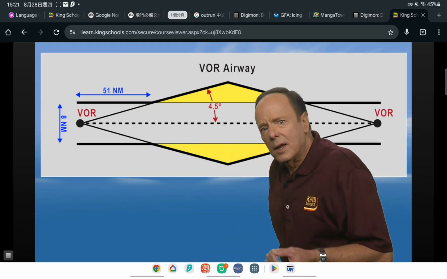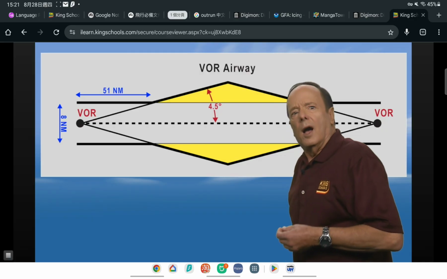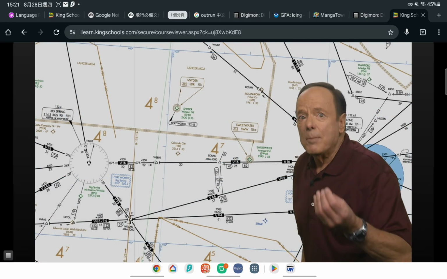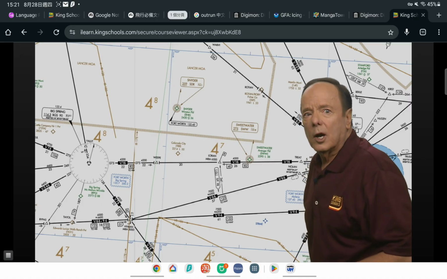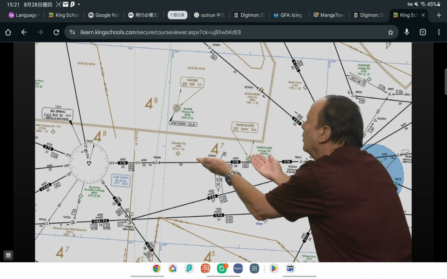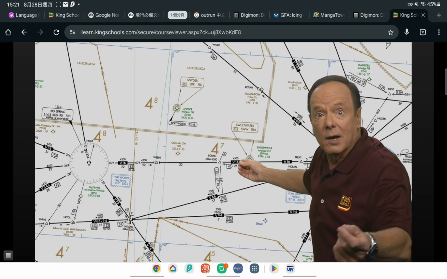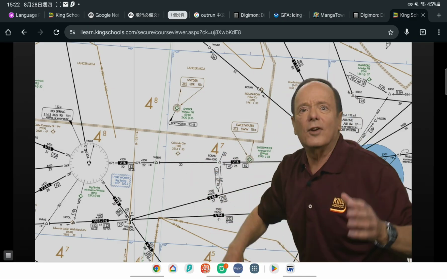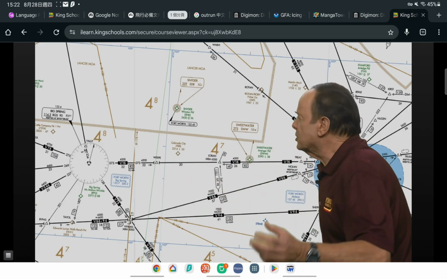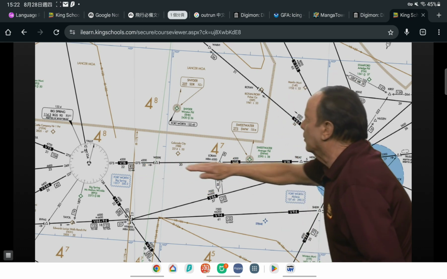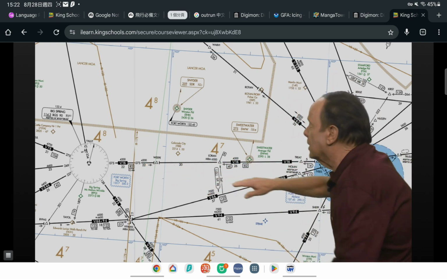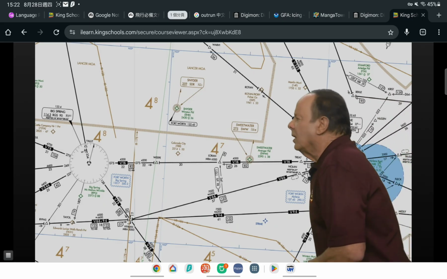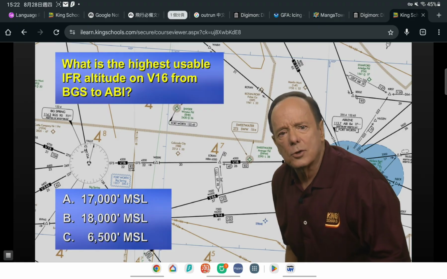Now, here's something the FAA may ask you about Enroute low altitude charts and Victor airways, and here it goes. Keeping in mind that low altitude airways go up to, but not including, 18,000 feet MSL, let's take a look at this airway right here. Now let's suppose you're on an FAA game show and they're going to ask you what's the highest usable altitude on this airway, Victor 16, in between Big Spring and Abilene, Texas. Well, let's suppose you're given these answer choices.